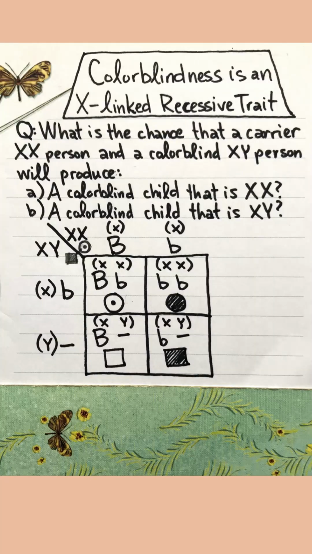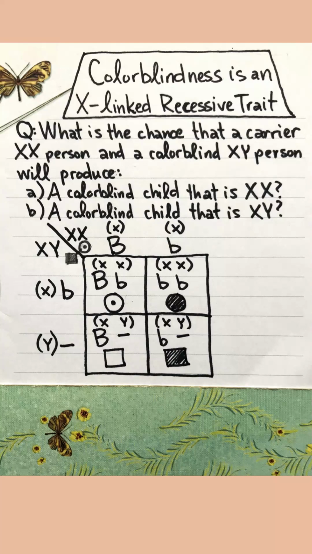The XX person is a carrier, which means that they have a circle with a little dot inside of it, and that means that they don't display the trait itself, but they have the capability of passing that allele on to their offspring. There is also a colorblind XY person, and we shade in the square to show that they exhibit the trait, which is red or green colorblindness. XX has a dominant allele and a recessive allele. We know that they have a dominant allele because they don't display the trait of colorblindness. So the dominant allele allows them to have regular sighted vision. They do have that recessive allele, and that's why they are able to pass that on.